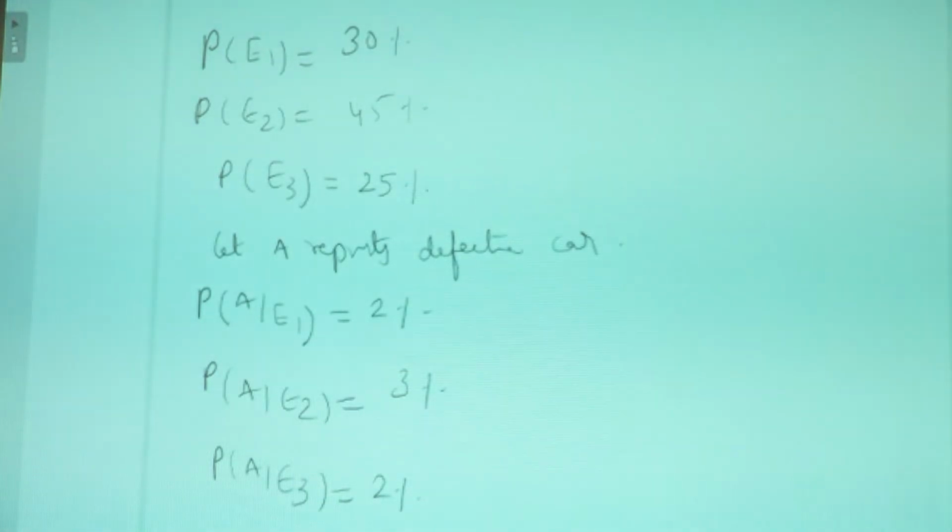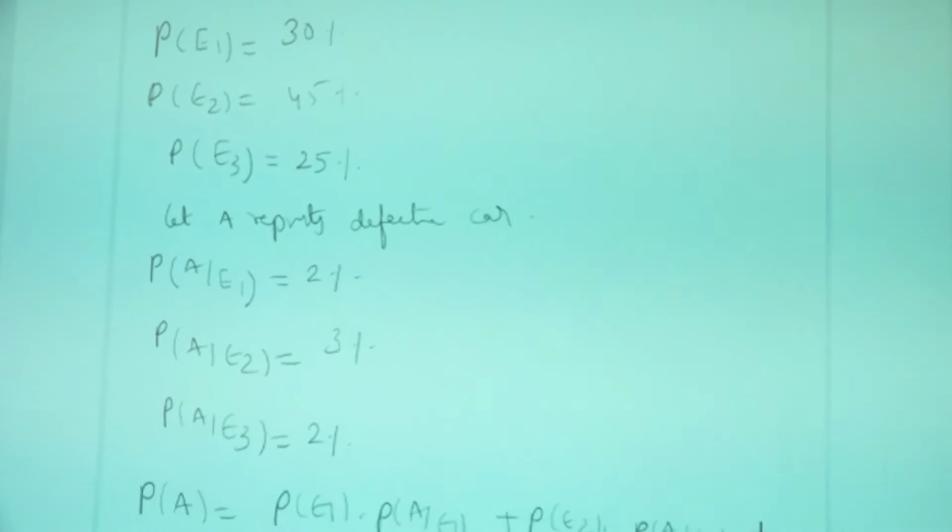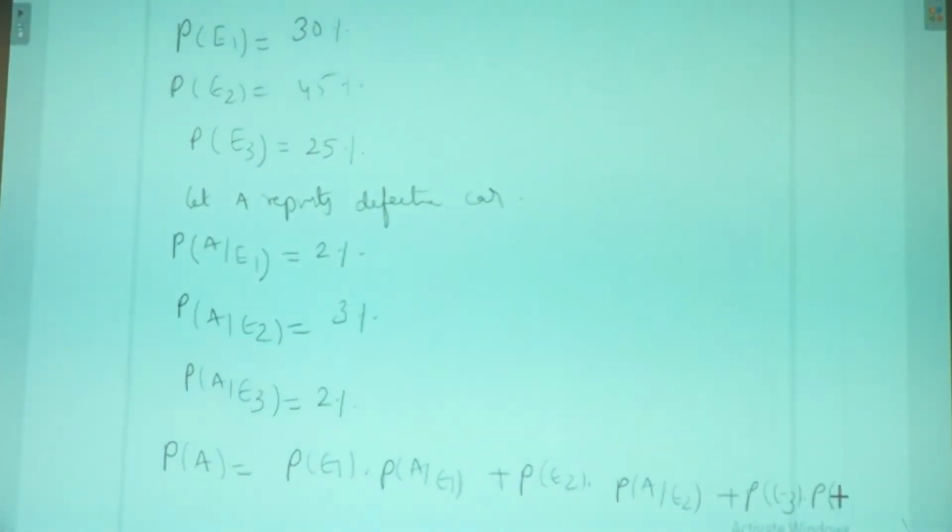So we first have to calculate P of A, which is given by P of E1 into P of A by E1 plus P of E2 into P of A by E2 plus P of E3 into P of A by E3. Calculate the total probability, then take first by total, second by total, third by total, and you will get the same result. No need of the formula also. First by total will give you the chance for the first one, second by total the chance for the second one, and so on. So calculate them separately so that you can get the answer easily.